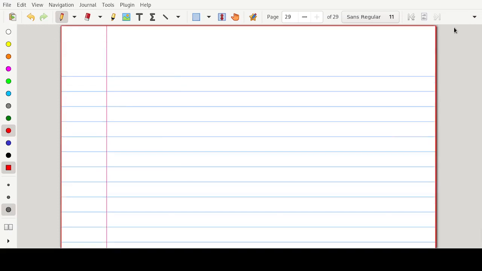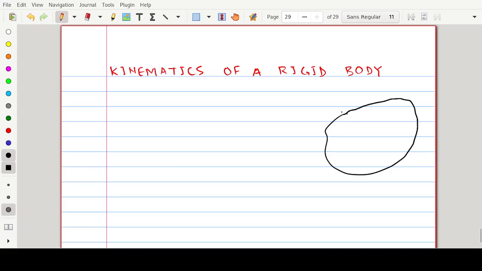Okay, so today we will start with another topic, an entirely new topic, which is kinematics of a rigid body. So say for example, you have a rigid body here. So the first question which arises is, what is a rigid body?